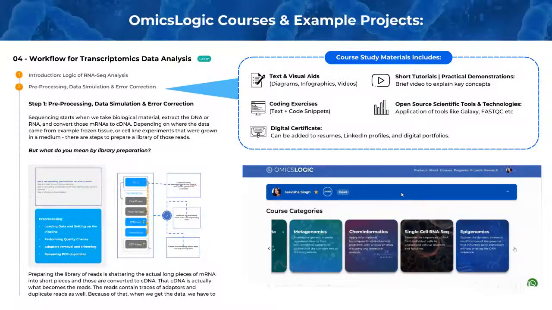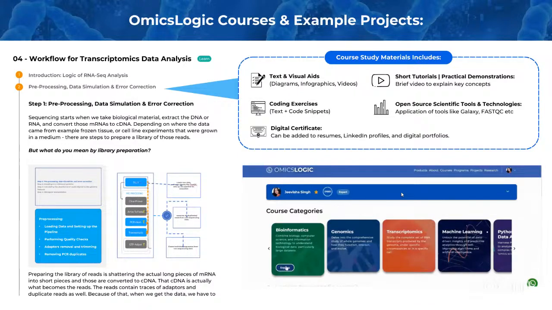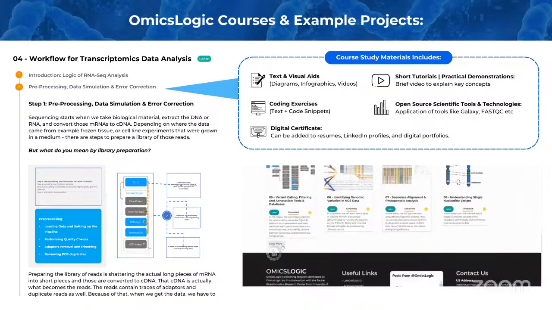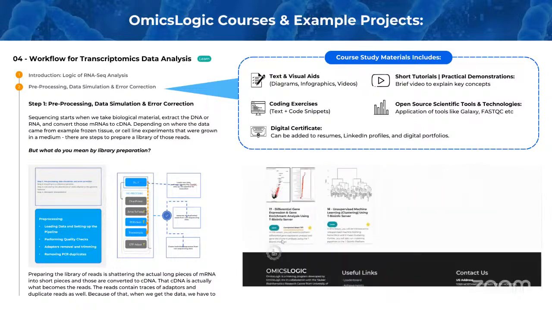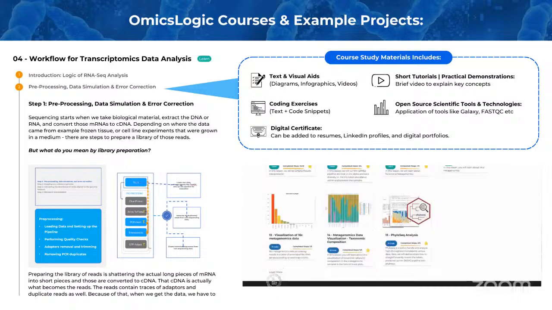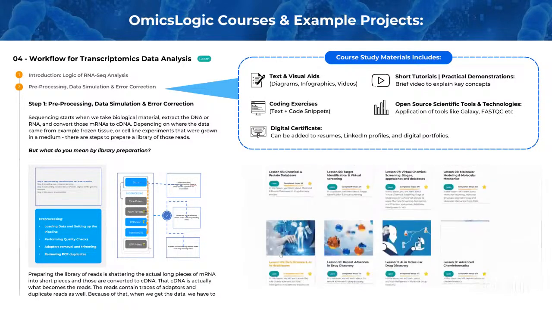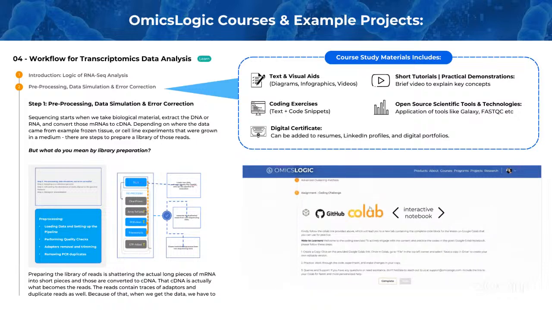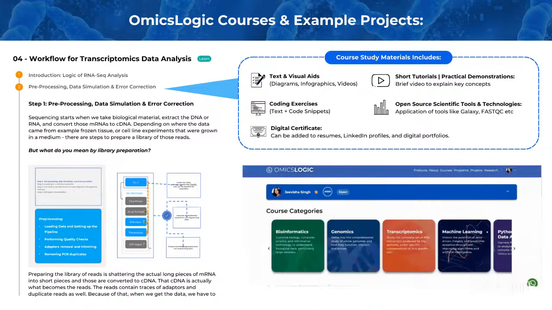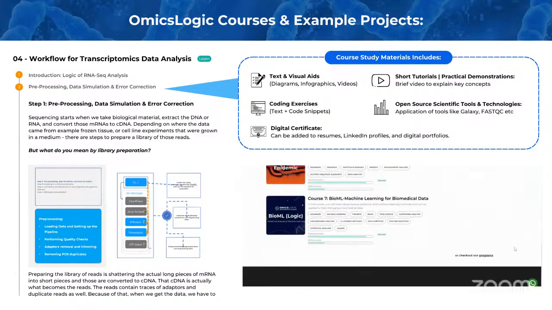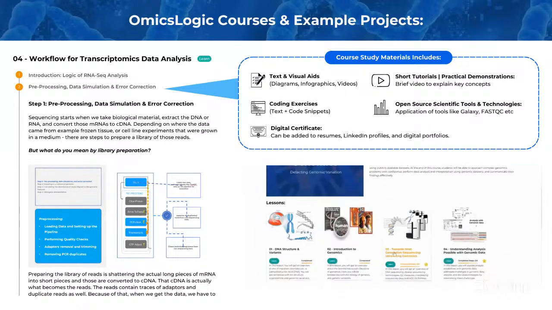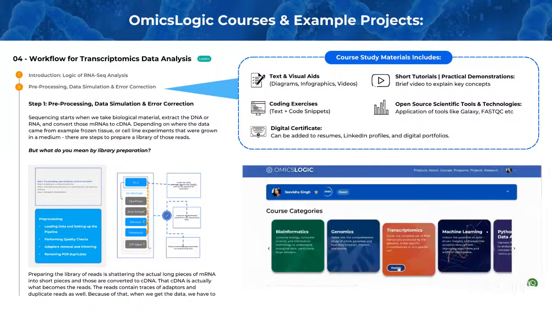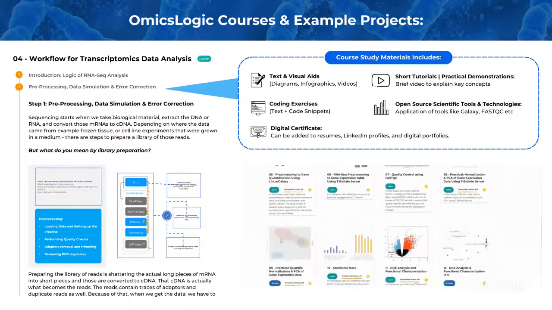So as discussed in my previous slide, one of the resources for learning that we offer are courses. So what do these contain? Courses include textual and visual aids such as diagrams, infographics, and videos. Short tutorials and practical demonstrations are also provided to give hands-on learning, while coding exercises help students to develop technical skills. And at the end of the course, students can earn digital certificates, which they can later add to their resume, LinkedIn profiles, digital portfolios, and so on. And all of these courses are fully automated and compiled into comprehensive lessons.